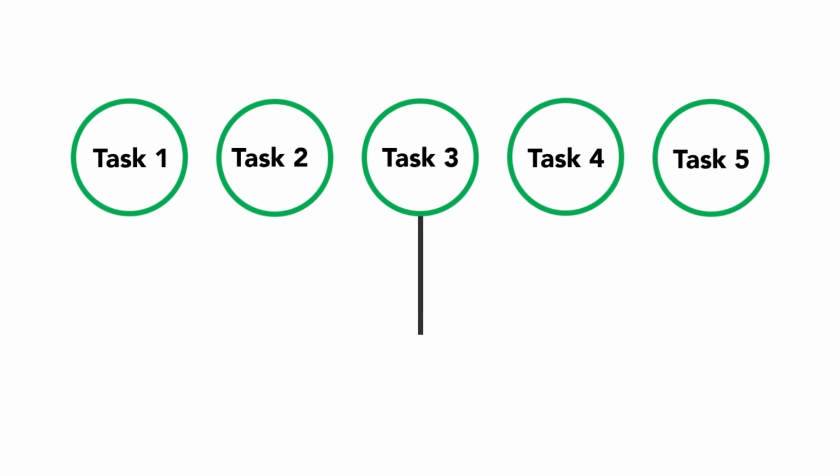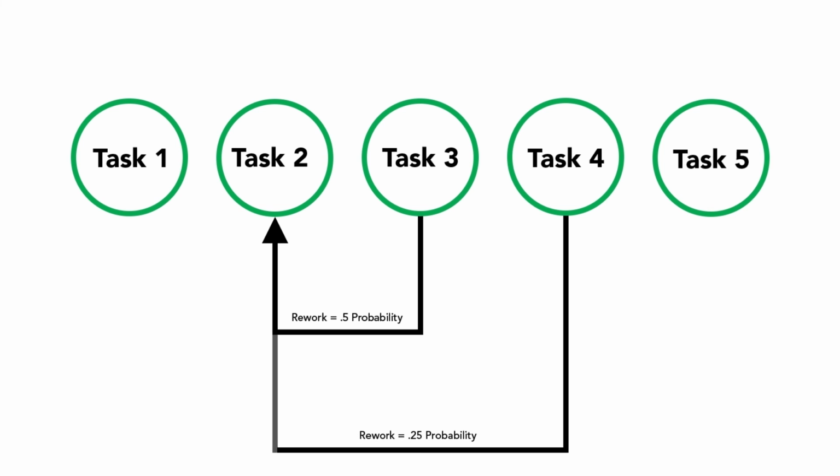After task 3, 50% of the entities will loop back to task 2 and continue processing through the task sequence again. After task 4, 25% of the entities will loop back to task 2 and continue processing through the task sequence again.